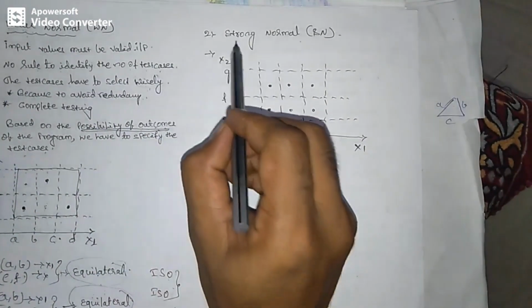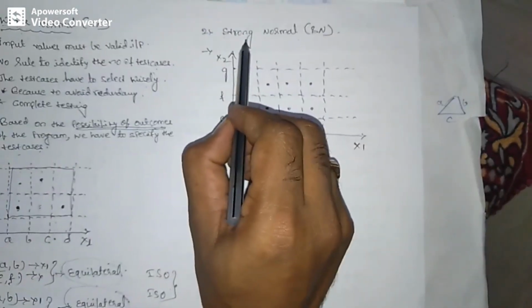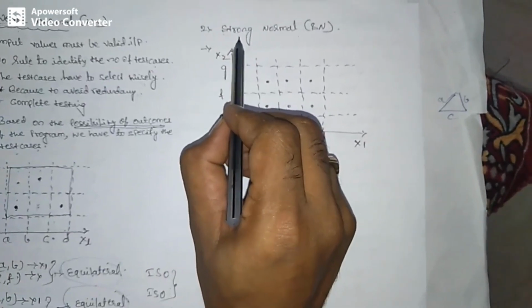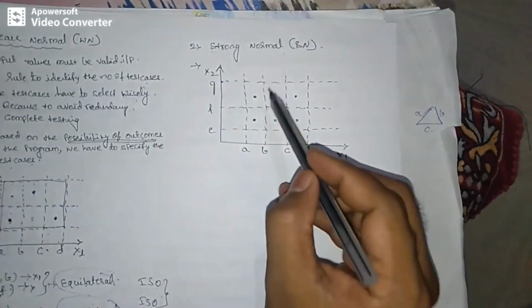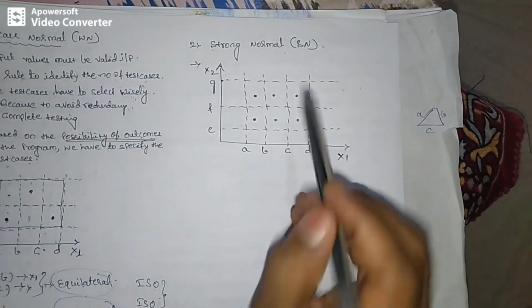So I will compare these two, then I will explain the strong normal. The strong normal indicates that we have to select all the partitions. So that means we have to test all the partitions by giving inputs to your program. Now you can see these two diagrams.